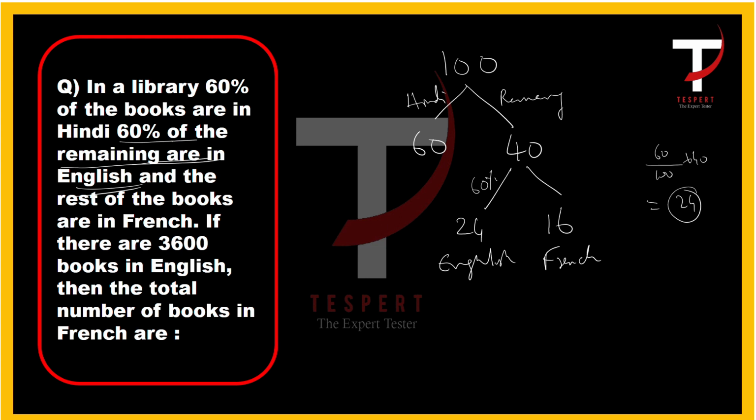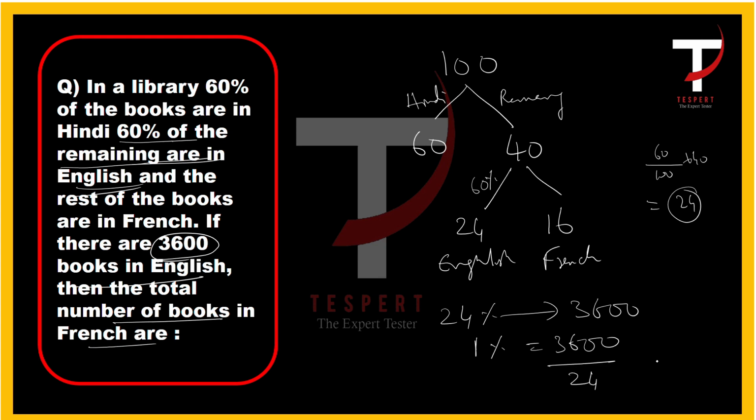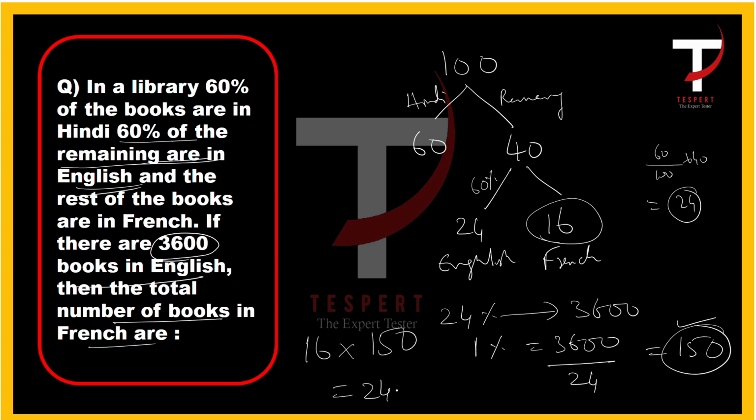So here what is given? If there are 3600 books in English, which means 24% is equal to 3600, right? Then the number of books in French are, so if 24% is 3600, then let's calculate 1%. 1% is equal to 3600 by 24, which is equal to 150, right? 1% is equal to 150. Then what is French? That is 16%. Calculate 16%, which is 16 into 150. That is equal to 2400. So total number of French books are 2400.